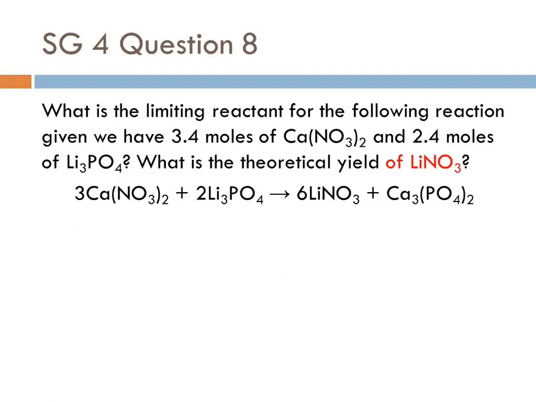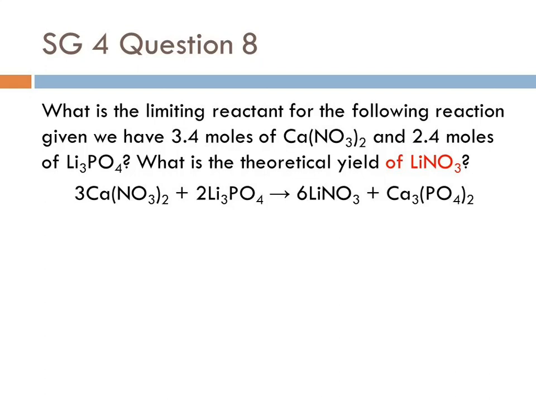Question number 8, study guide 4. What is the limiting reactant for the following reaction, given that we have 3.4 moles of calcium nitrate and 2.4 moles of lithium phosphate? What is the theoretical yield of lithium nitrate? So you need to add the red stuff in there because I left it out of the worksheet. Oops.